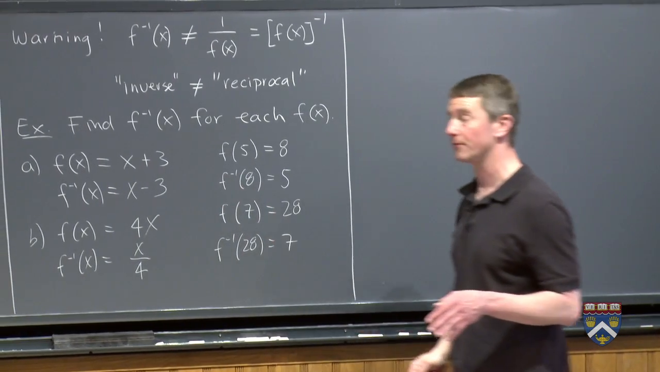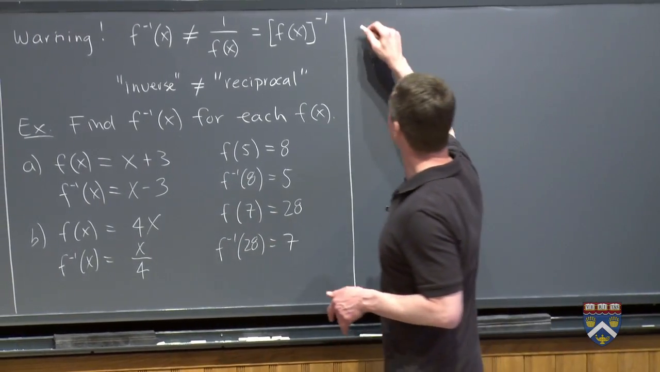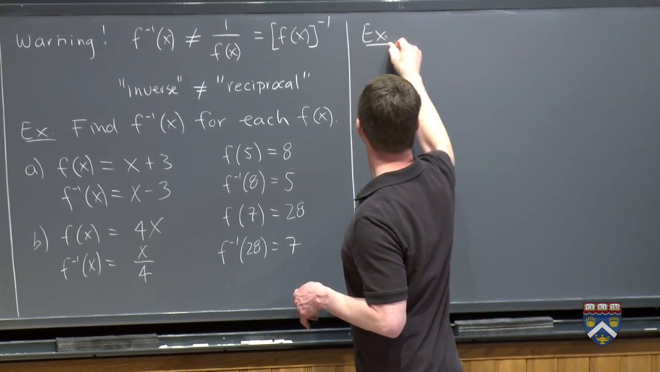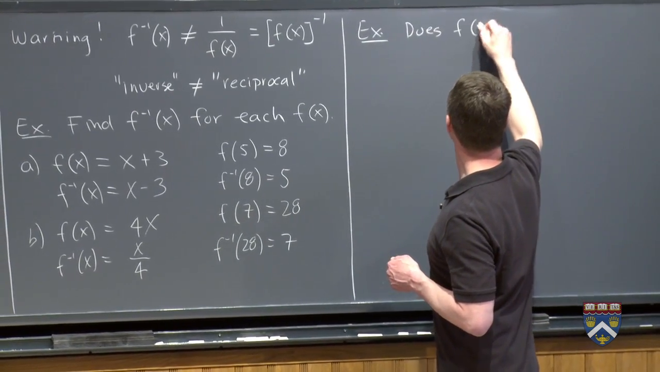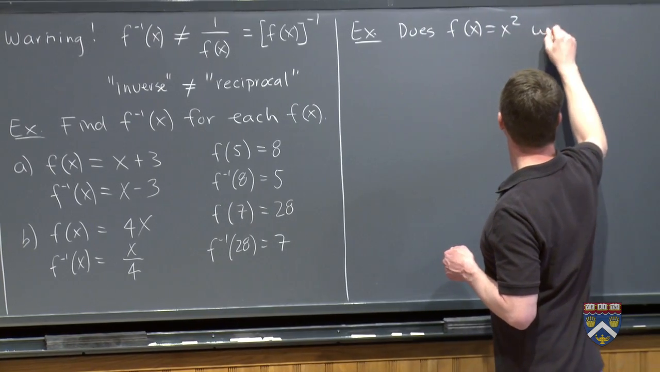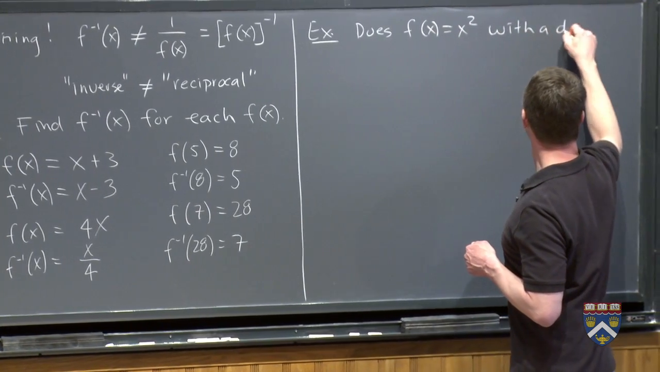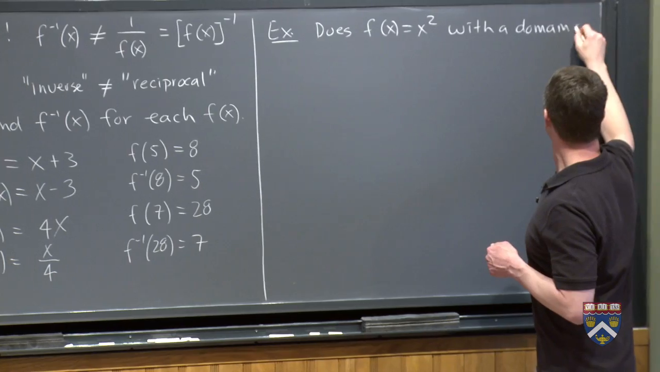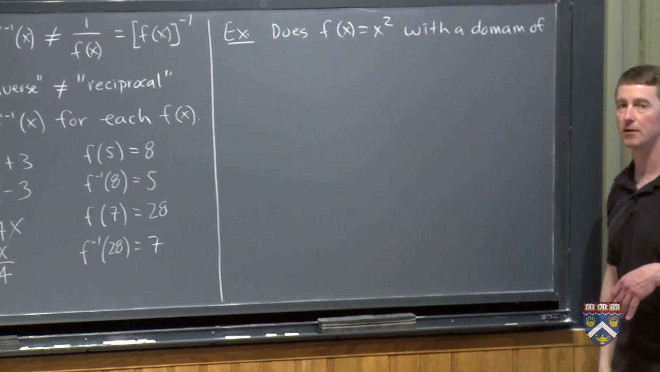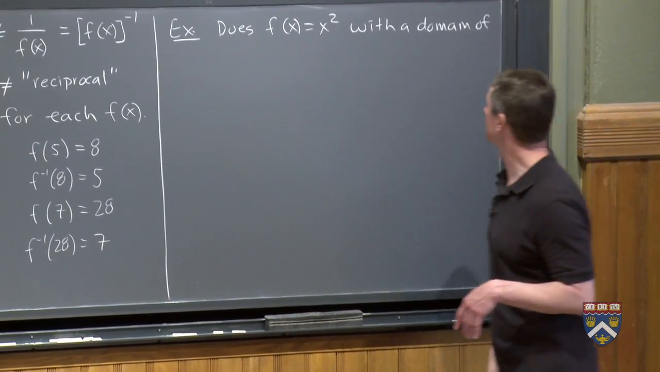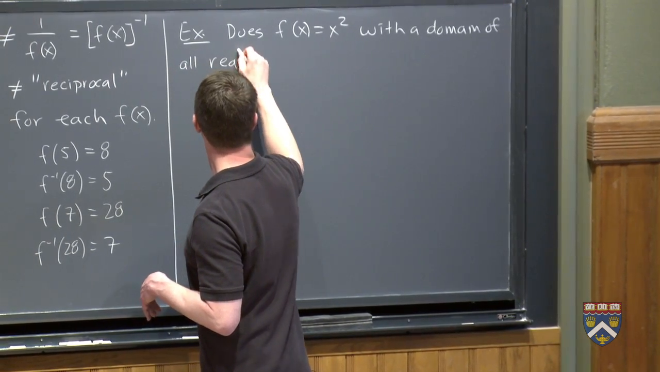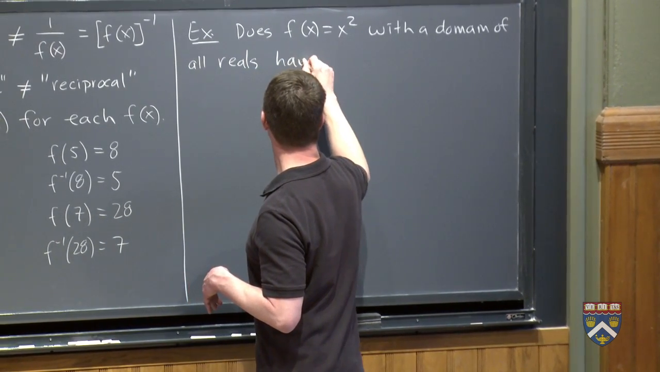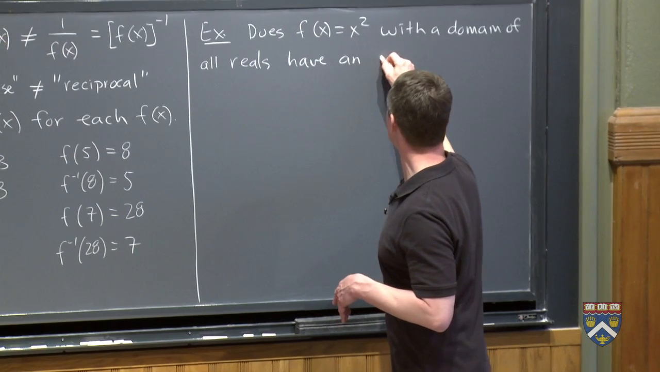These functions had inverses, but we said that not all functions do. So does f of x equals x squared, with a domain, remember the domain is the set of values that you're allowed to put into the function, so with a domain of all reals, all real numbers, have an inverse function?